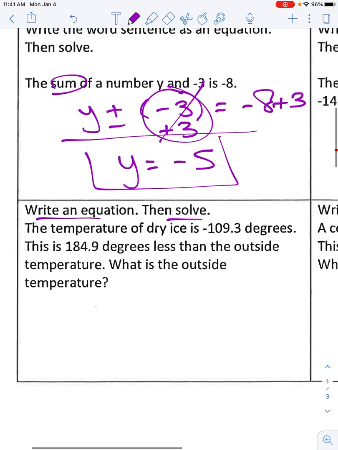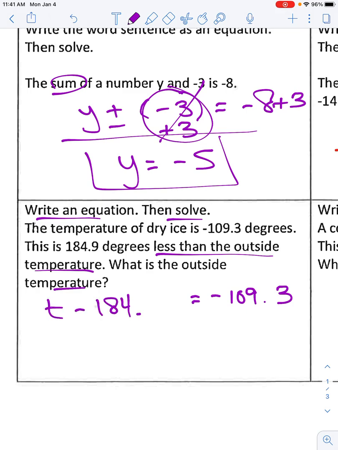Okay, here's a word problem. We're going to write it, then solve it. The temperature of dry ice is a negative 109.3 degrees. There's that word is, so that's my equal. This is 184.9 degrees less than the outside temperature. What's the outside temperature? Not sure, but whatever it is, the temperature is 184.9 degrees less than that. So it has to be T minus the 184.9.